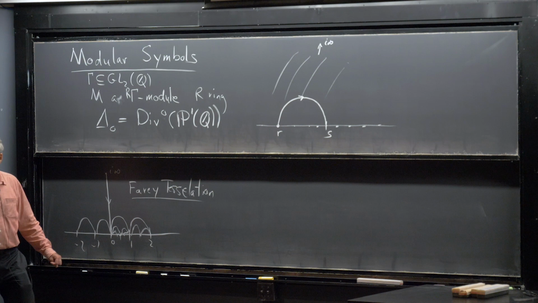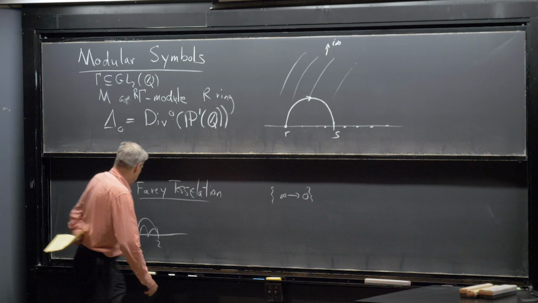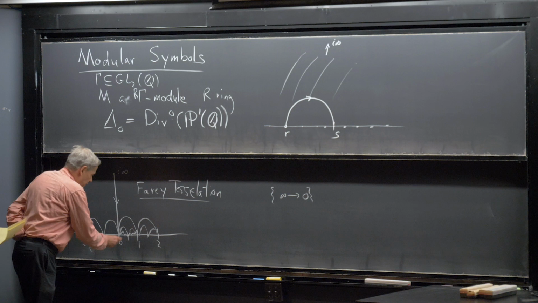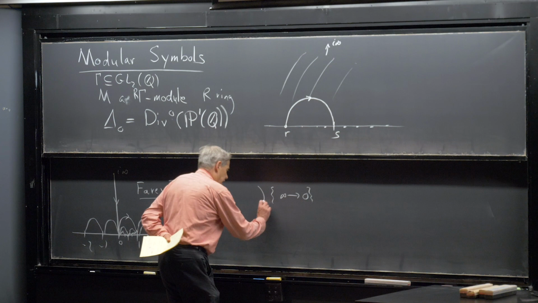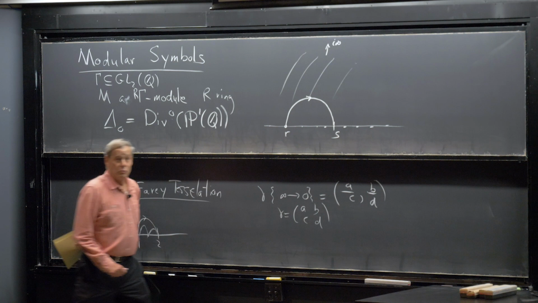So let me just say it very simply. If I take the path from infinity to zero, which is this path, and then start applying the elements of SL2(Z) to it, there's a one-to-one correspondence, PSL2(Z), I should say, between the elements of PSL2(Z) and the edges of this thing, where if I have a matrix γ with entries A, B, C, D, then A over C and B over D are two adjacent terms in some Farey sequence. This is the idea, okay?